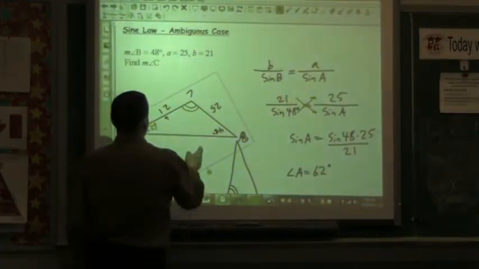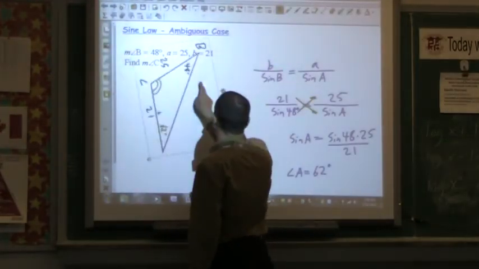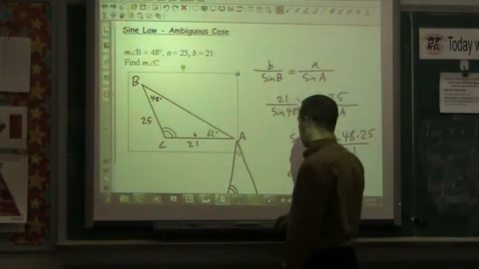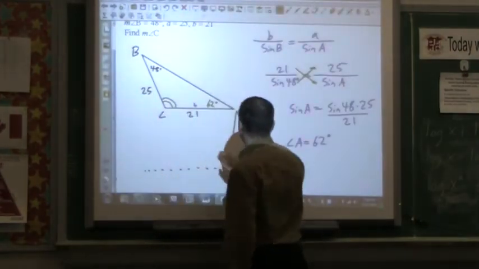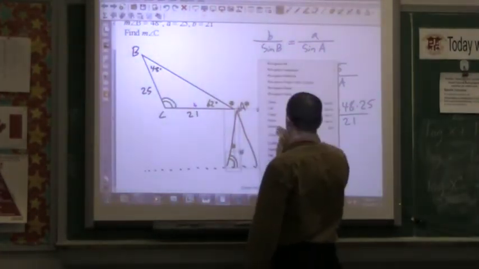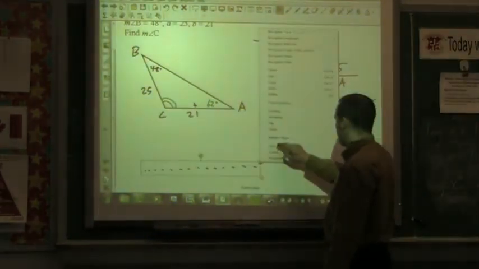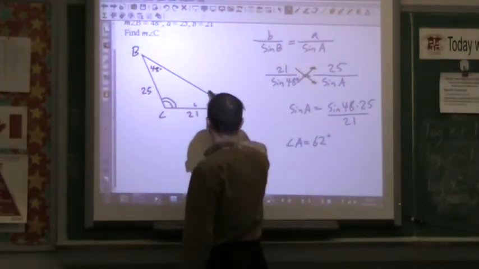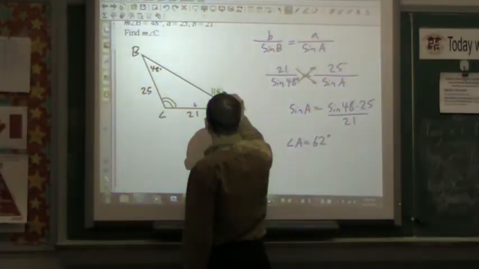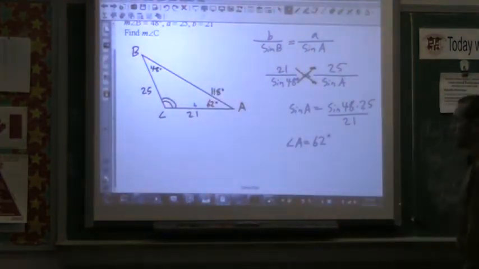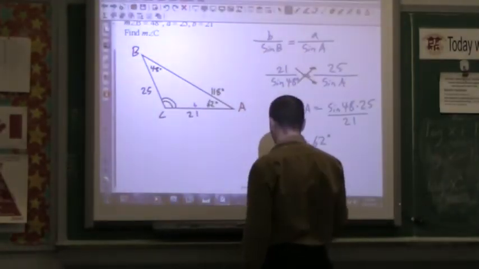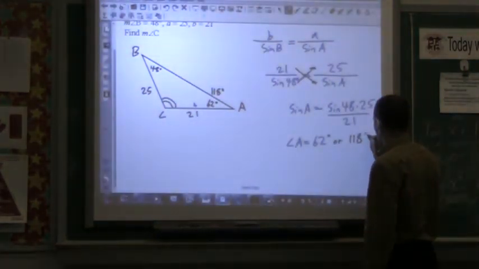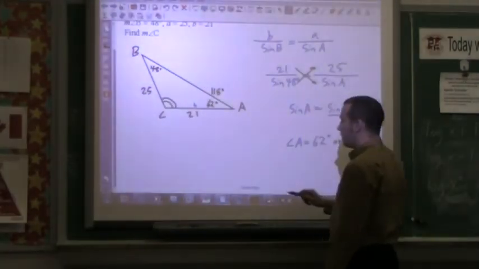So we go back. I'll take my diagram back here. We'll rotate it back around. Get rid of this one. So now it could be 62 or it could be 118 degrees. So either one. So that means A has two different possibilities. So I should be saying 62 or 118 degrees. So that gives me two possibilities for angle A.